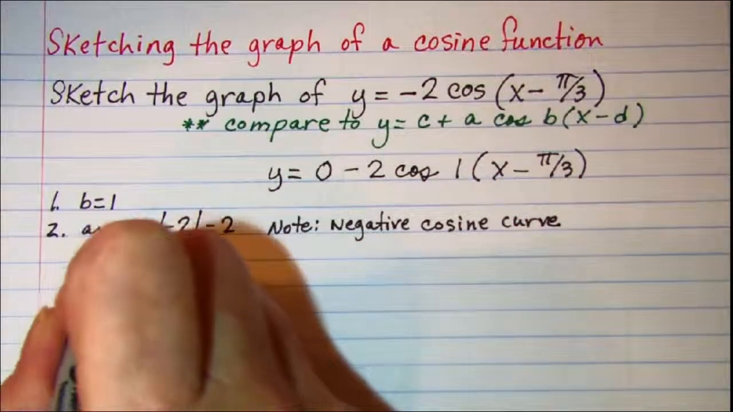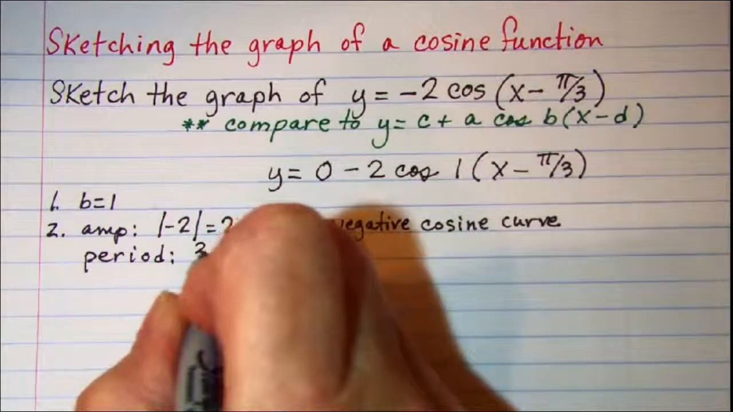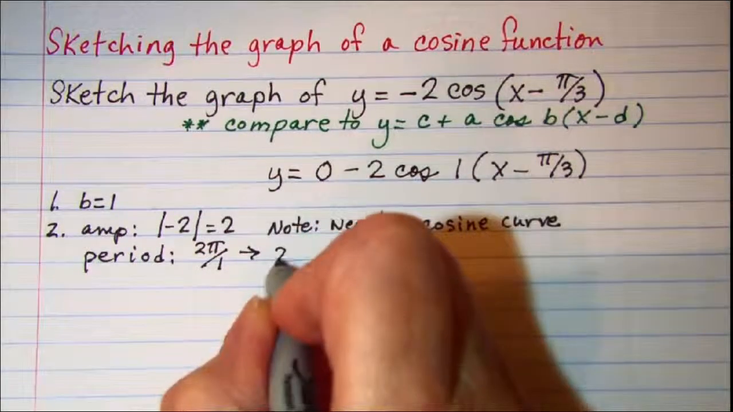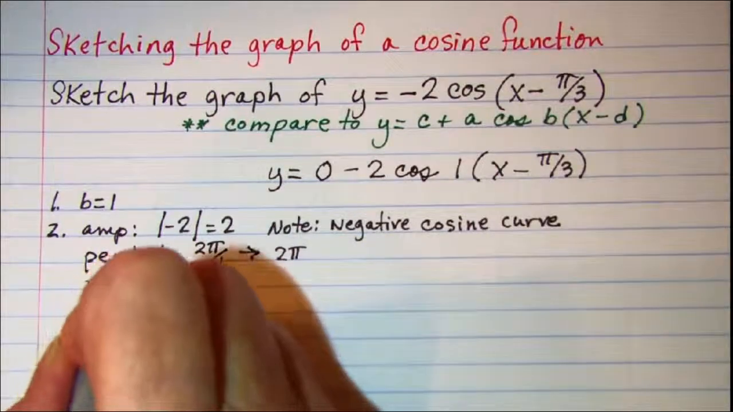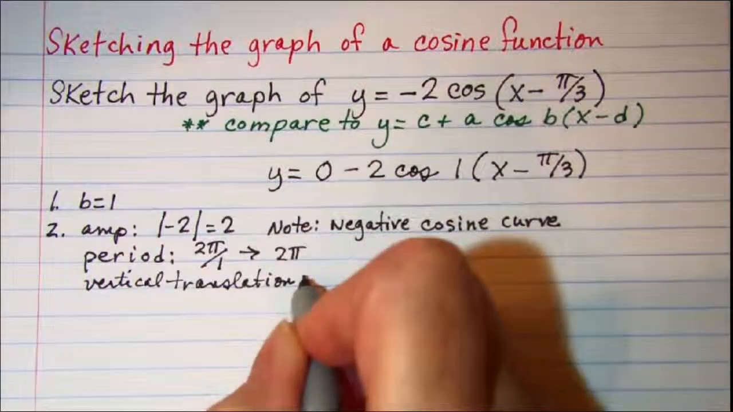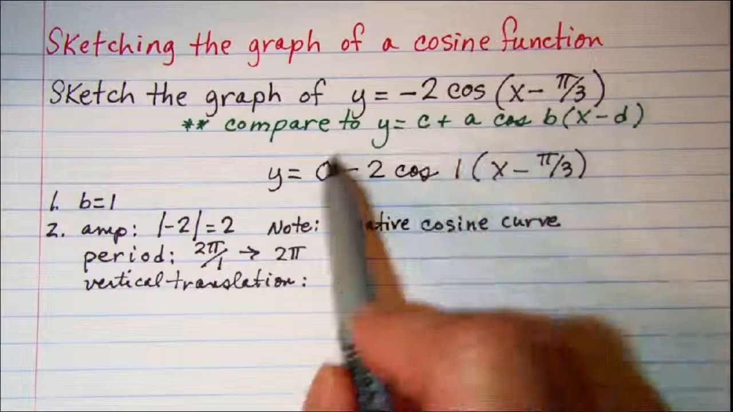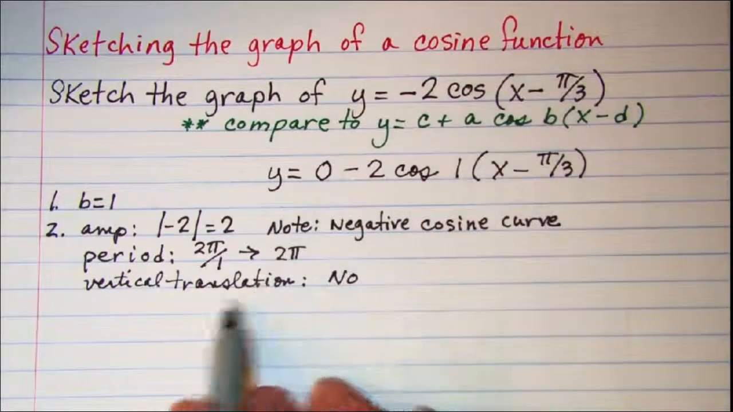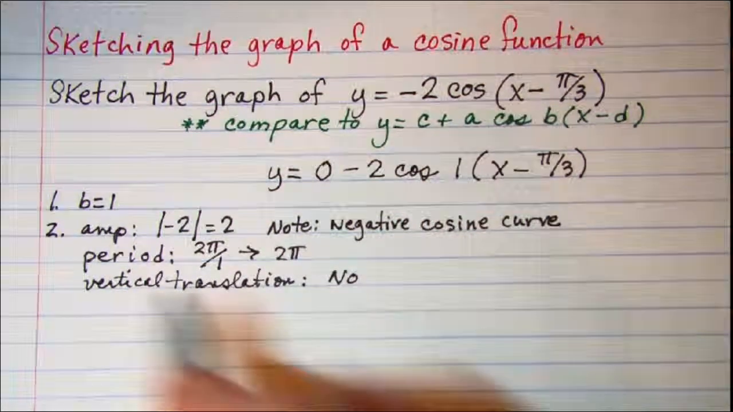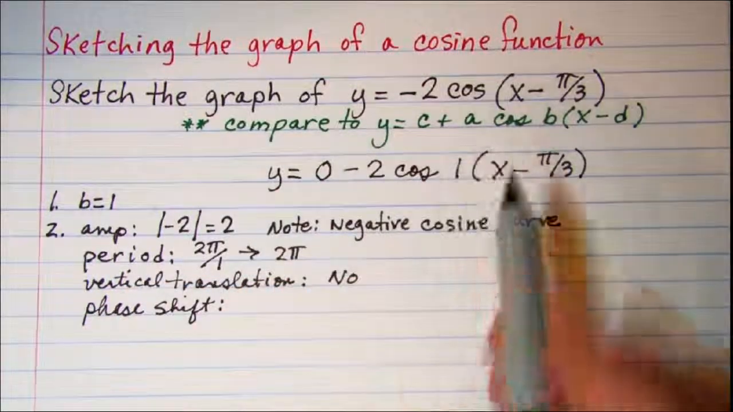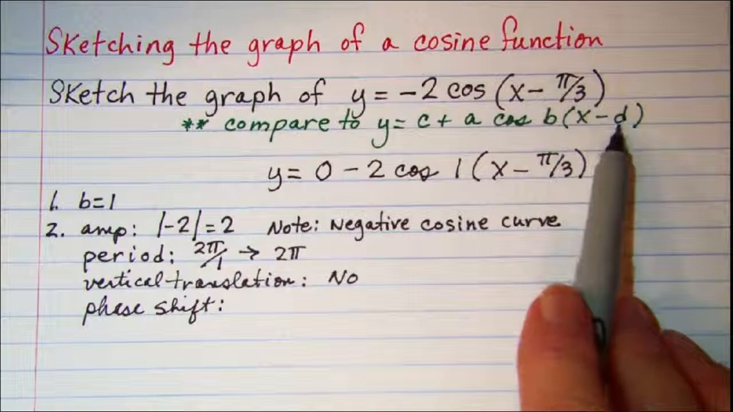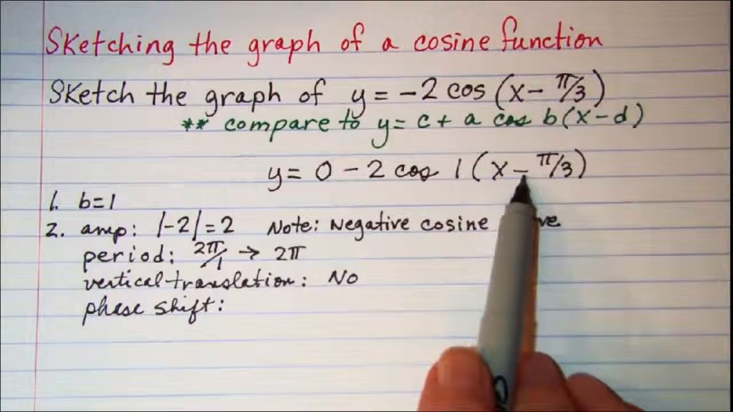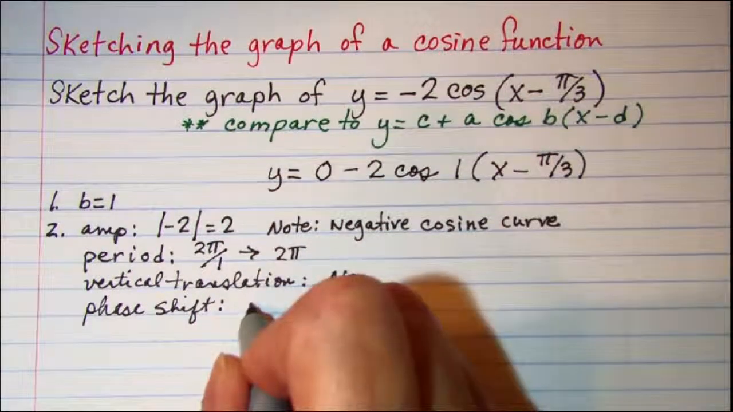Then let's find our period. Our period is found with 2 pi over b, and b is 1. So our period is just 2 pi. Our vertical translation is the c value, and we had 0 for c, so there's no up or down translation. Our phase shift is the d value, and that is the number that's subtracted from x, so since this is a negative pi over 3, we have a phase shift of right pi over 3.